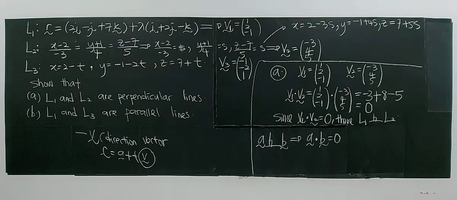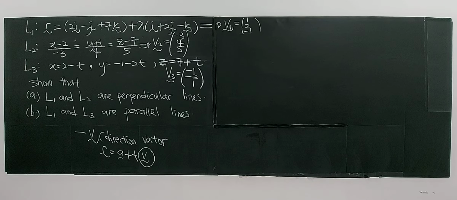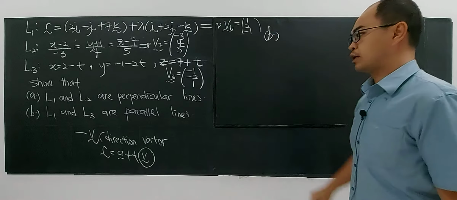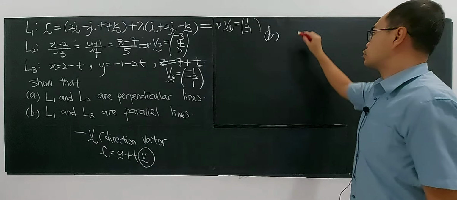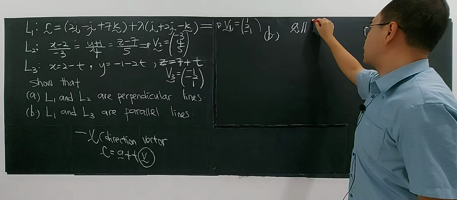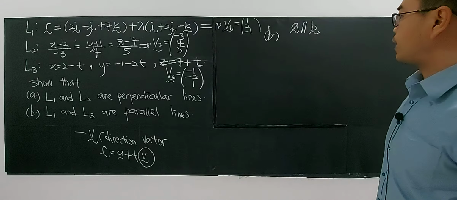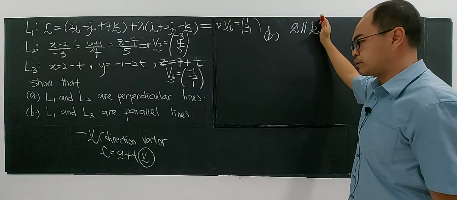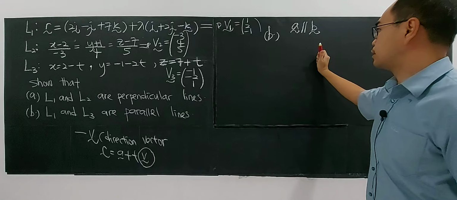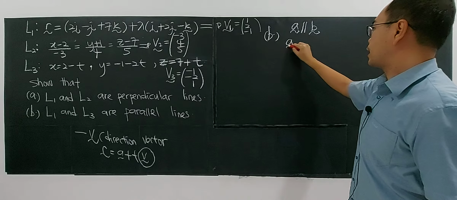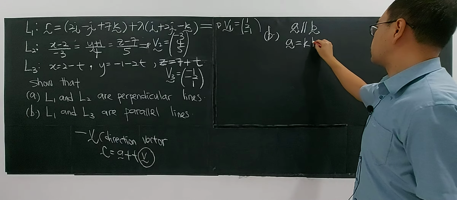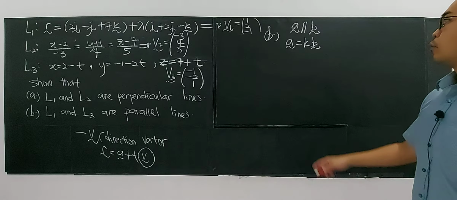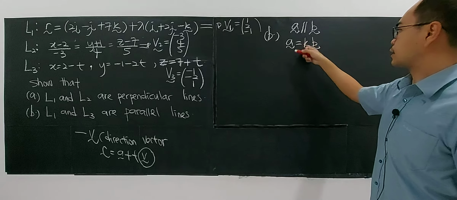Alright, let's look at part B, how to show that two lines are parallel. If I say that vector A is parallel to vector B, we have two methods to show that. I can say that A is a multiple of B, so A equals K times the vector B, where K is a scalar quantity.